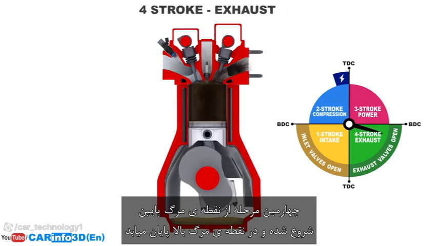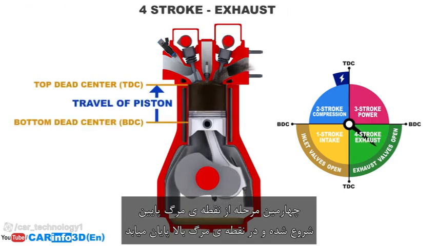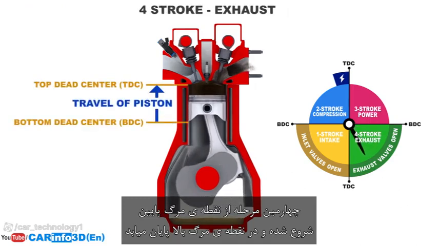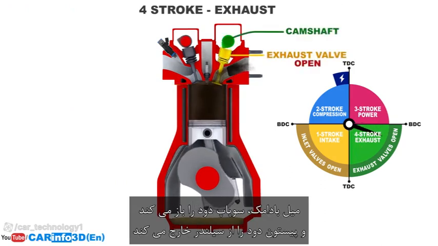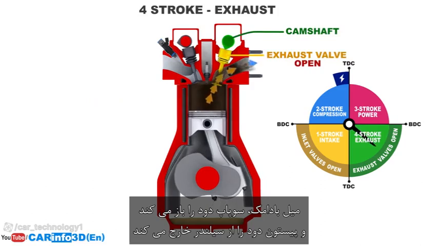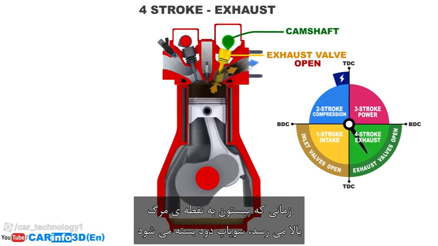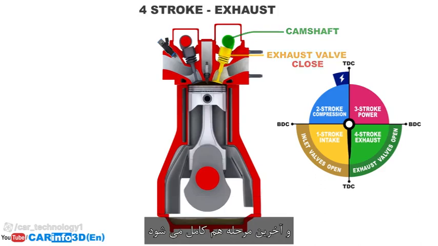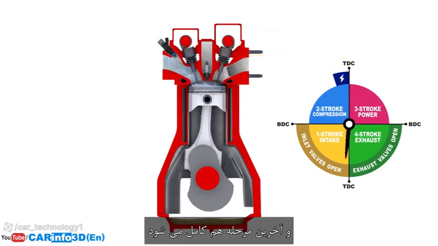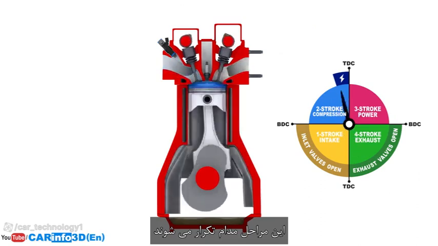The fourth stroke starts at the bottom dead center and ends at top dead center. The camshaft opens the exhaust valves, and the piston expels the exhaust gases from the cylinder. When the piston approaches top dead center, the exhaust valves close, completing the last stroke, the exhaust, and the entire operation cycle. The operation cycle is then repeated.